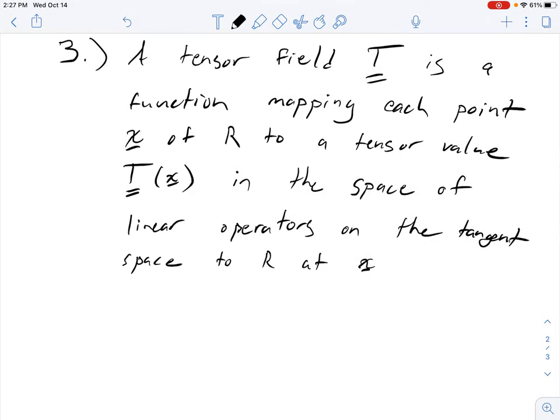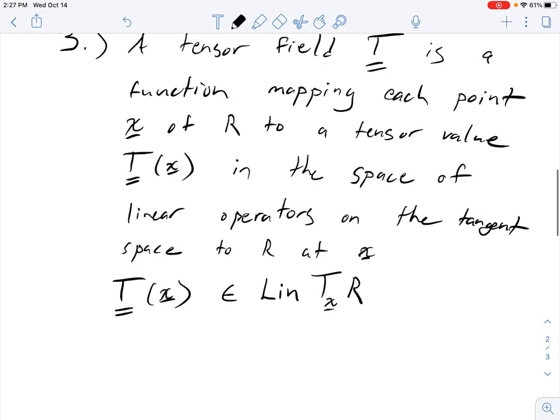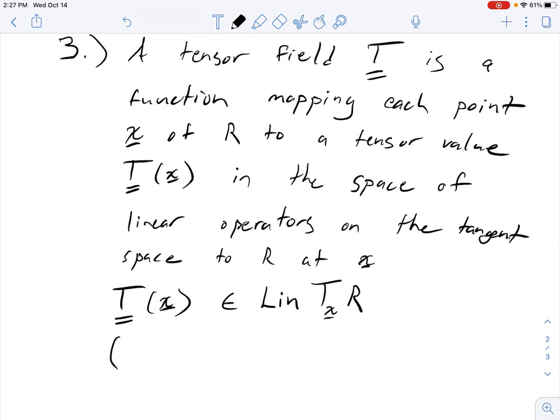So in other words, at a point X, T(X) is in, we'll call it Lin, like that. All right. So that's what a scalar, vector, oh yeah, and so these would often be called second order tensor fields. We in this class have been calling tensors second order tensors, but other sources will do that.